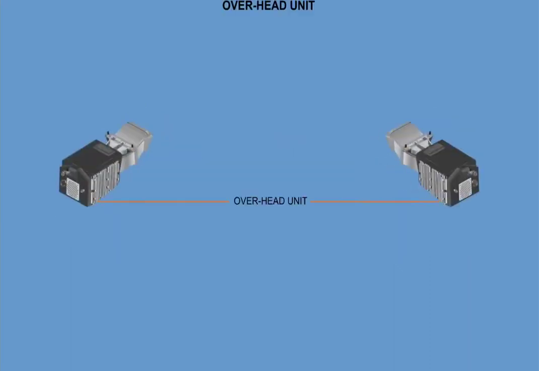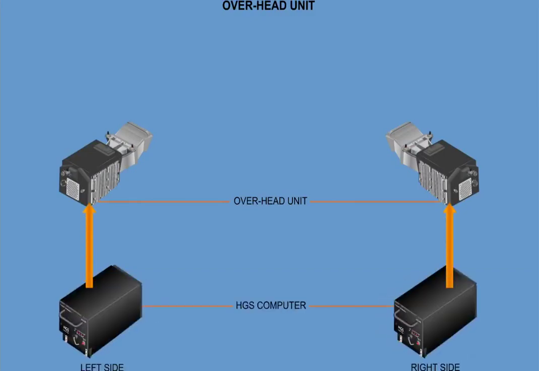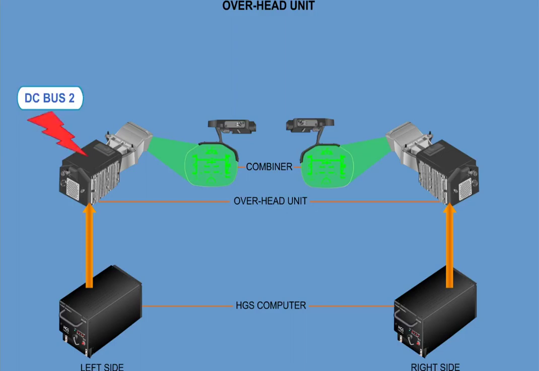Overhead unit. The overhead unit receives information from the HGS computer and transforms this data into a flight symbology on a liquid crystal display, LCD. The overhead unit relay lens then projects this symbology onto the glass display of the combiner. The overhead unit controls the intensity of the projected symbology on the combiner. The DC bus 2 powers the left side overhead unit, and the DC bus 1 powers the right side overhead unit.